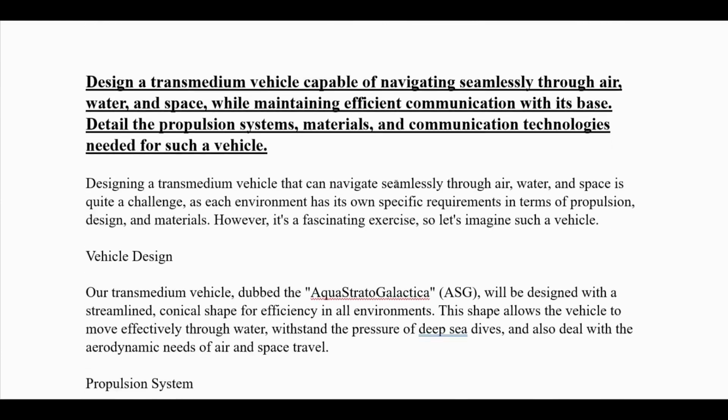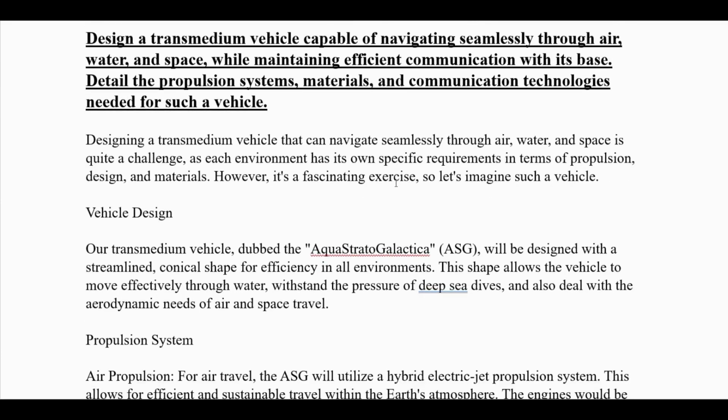So our first is: design a transmedium vehicle while maintaining efficient communication with its base, and detail the propulsion system. One thing, and I'll go through it two at a time: what it did is basically describe the vehicle, gave it a name, and then talked about it. With that, I took each of these descriptions and put them back in ChatGPT, but this time I asked it to create a Midjourney prompt.